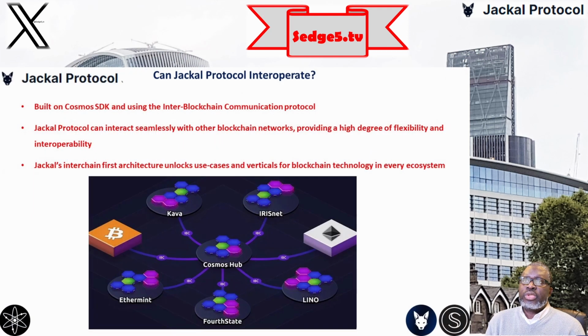JKL protocol is built on Cosmos SDK and uses the Inter-Blockchain Communication Protocol, or IBC. JKL protocol can interact seamlessly with other blockchain networks, providing a high degree of flexibility and interoperability. JKL's interchain-first architecture unlocks use cases and verticals for blockchain technology in every ecosystem.